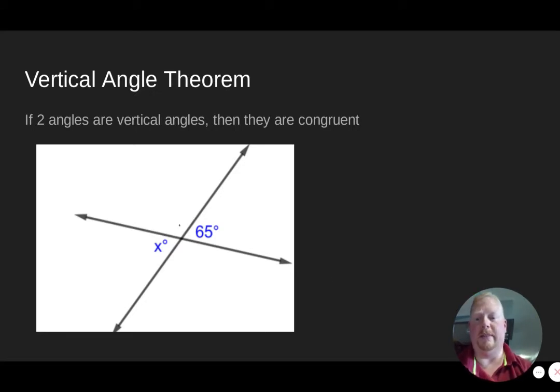So here I've got an example of two vertical angles, the 65 and the x. So the vertical angle theorem tells us that if this angle over here is 65, then this angle over here is also 65. That's one of those things that's going to come in very handy throughout the rest of the semester. So make sure you understand vertical angles.